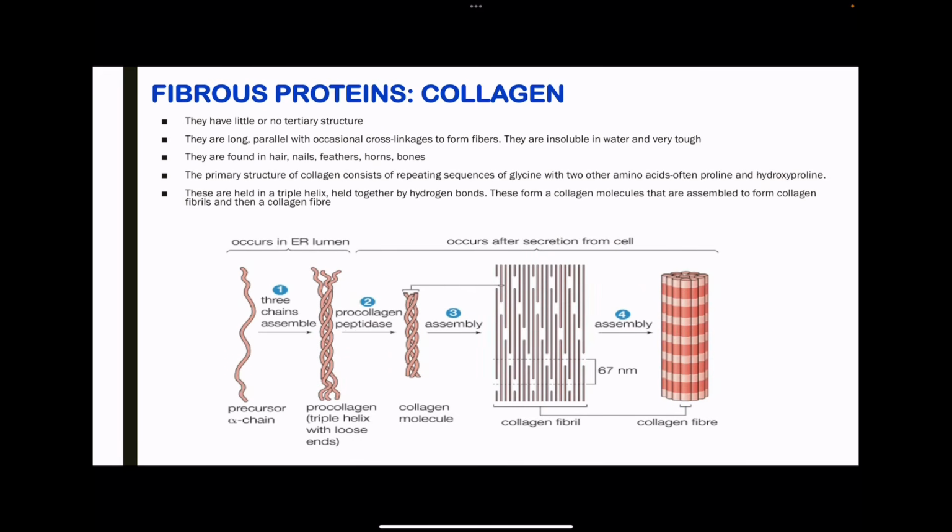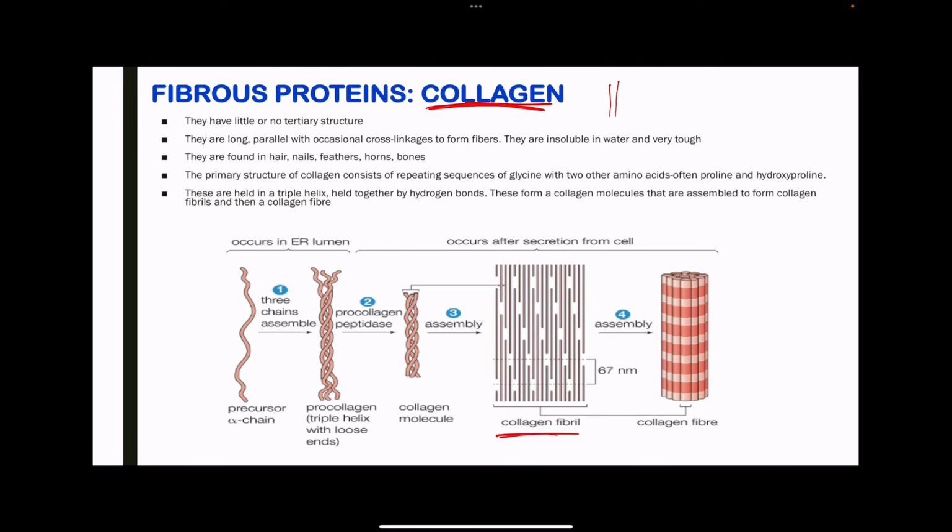I'm going to talk about fibrous proteins as well as globular proteins. The reason for this is because there are many questions asking about collagen and describing the structure of collagen. So this is going to be my emphasis here. We have to know that they have little or no tertiary structure because, of course, they're arrangements in fiber-like form. So they are long and parallel with occasional cross-linkages to form fibers.